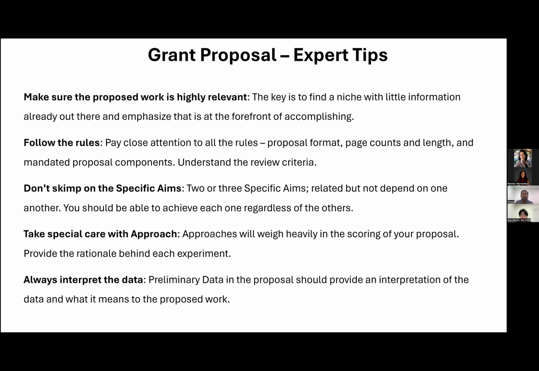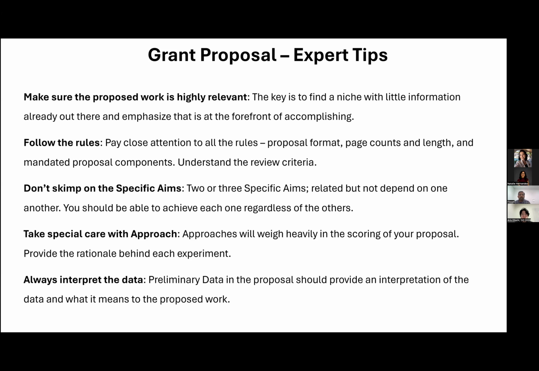And also follow the rules. As I mentioned before, especially the page formatting, page count, length, and fonts, and all those things are very important to impress a reviewer.